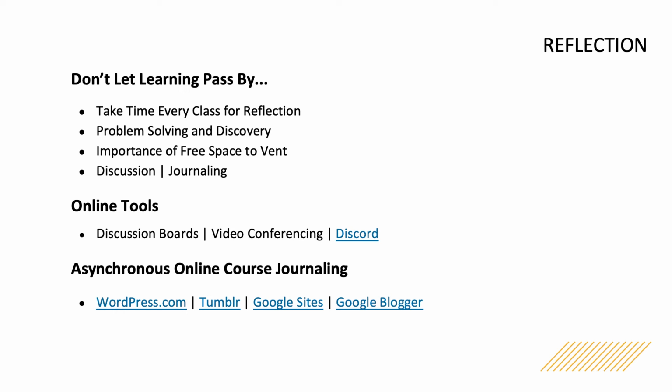If there is not enough time in class or students are working in asynchronous online courses, you can leverage online discussion boards within the learning management system. In synchronous courses, video conferencing can be used for discussion. The platform Discord can be used for online chat. WordPress.com, Tumblr, Google Sites, and Google Blogger are good asynchronous online course journaling options that can be used by students.